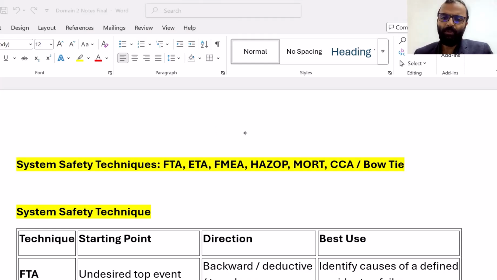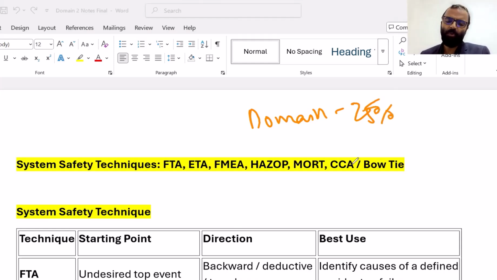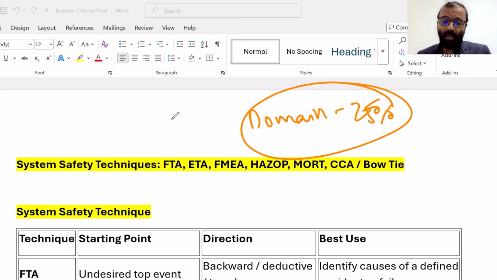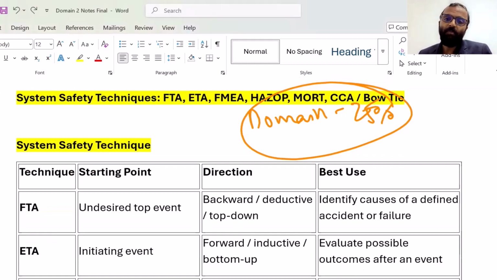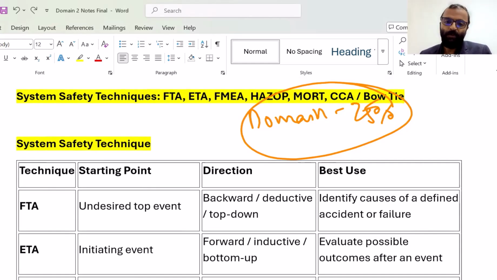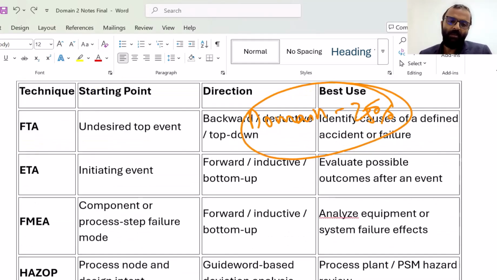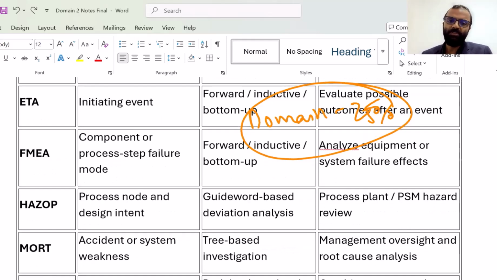Hello friends, this is our Domain 2, and why is Domain 2 important? Because Domain 2 will cover 25% of the syllabus. That is the most important thing about Domain 2. Having a grip on Domain 2 will be most helpful for your CSP examination. We have developed these notes using your previous year's question papers, and your syllabus has been completely covered. Please go through these very, very important notes.